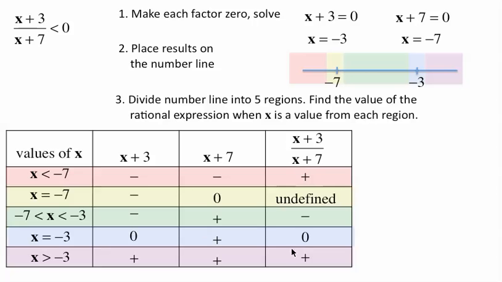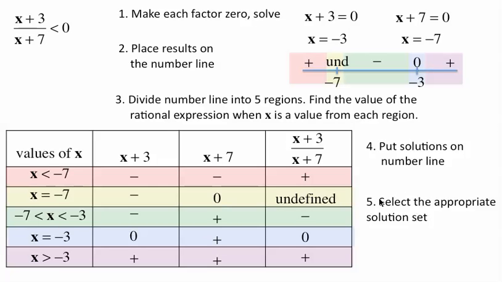We're going to take these results and put them on our number line. So here's this positive. For the yellow region, it's undefined. Then negative, and then 0, and then positive.